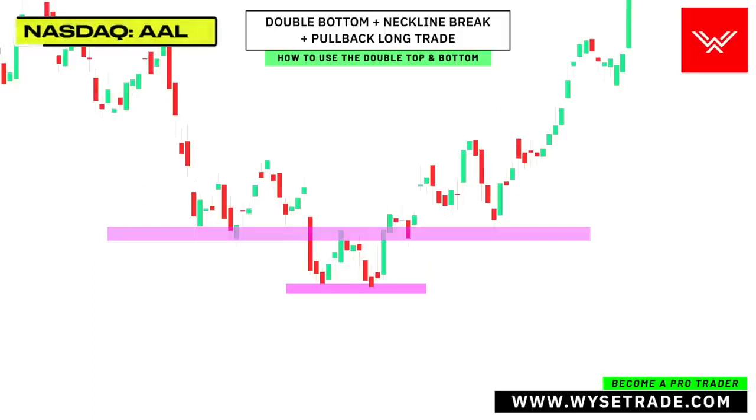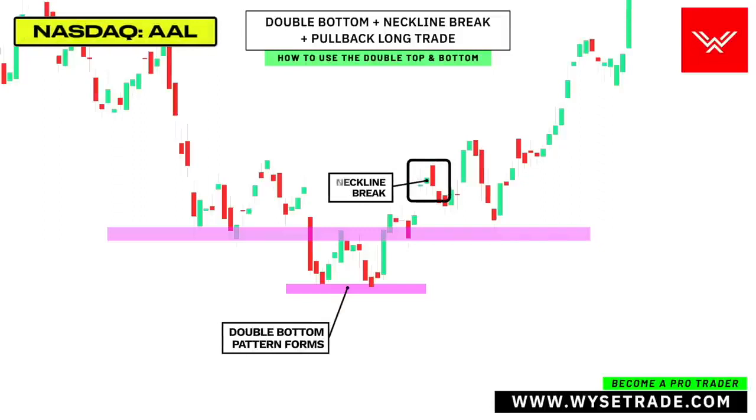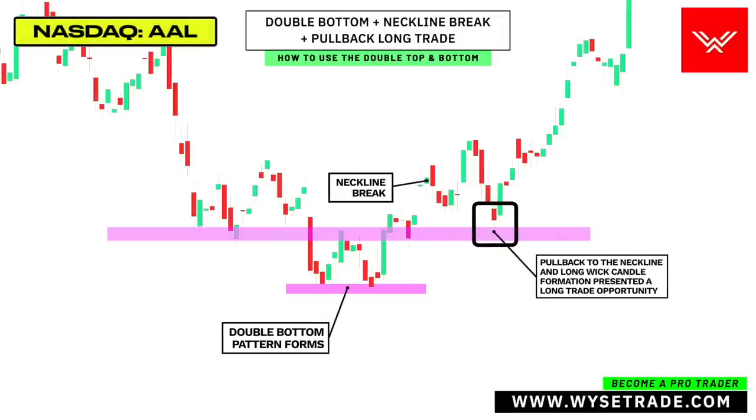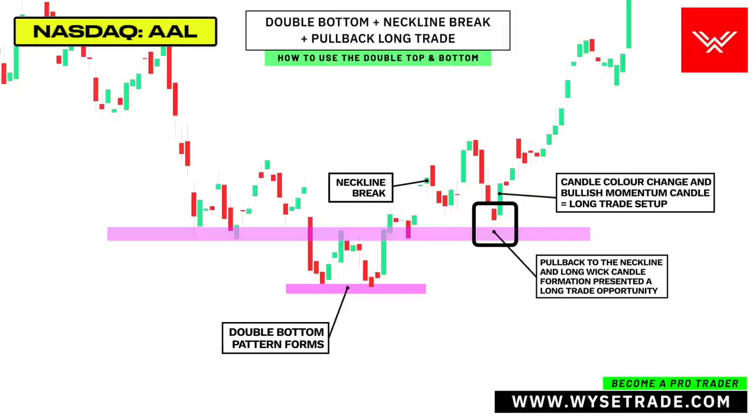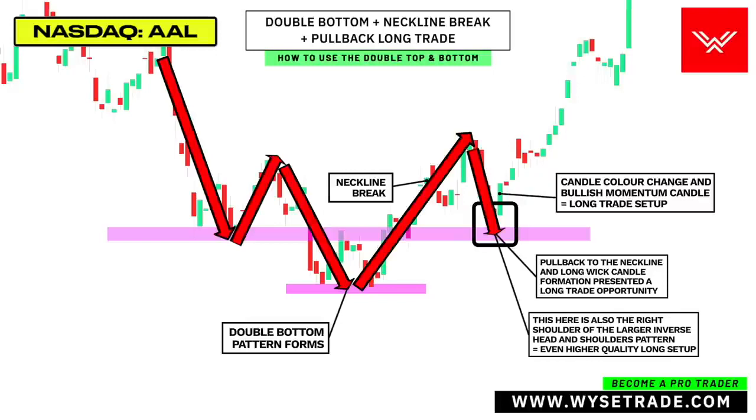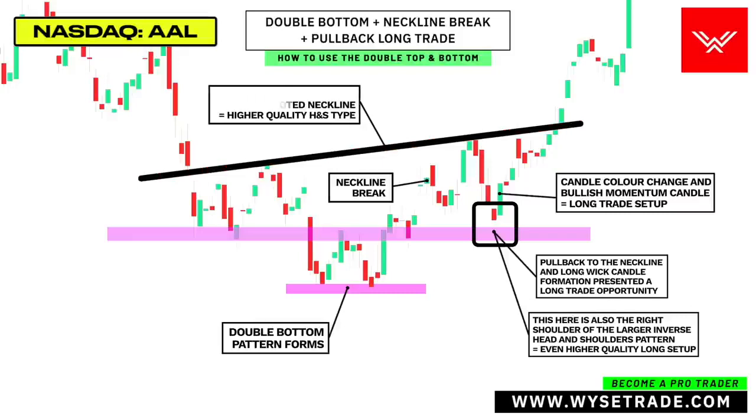This is the American Airlines stock. You have your double bottom pattern. Neckline break here. You then had a pullback to the neckline that also formed a long wick candle, a candle color change, and a bullish momentum candle. Now, even better, this here is also the right shoulder of the inverse head and shoulders pattern, which makes this an even higher quality long trade setup. You can also interpret this as a slanted neckline. All of this gives you an A+ long trade setup.